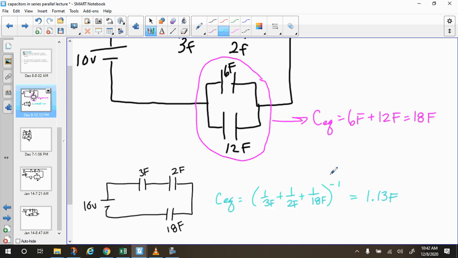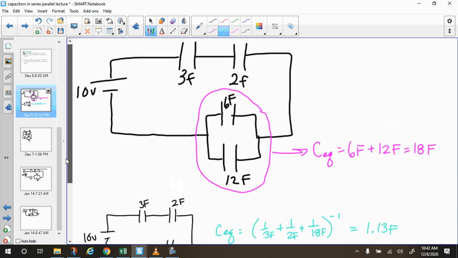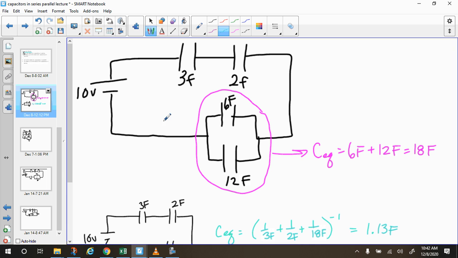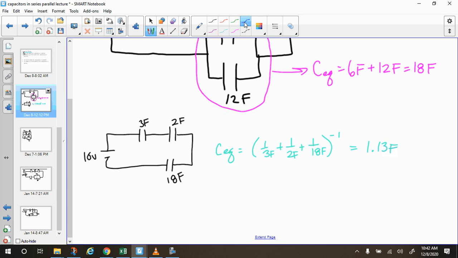Now, just like when we were solving problems with resistors, you would find your equivalent resistance and then use that with your voltage to find your current. We're going to use our equivalent capacitance and use it with our voltage to find our charge. So it's a very similar process. You're just solving for different things.